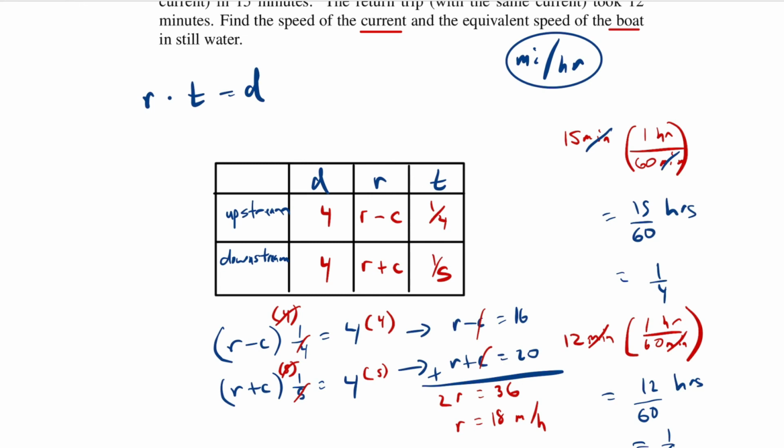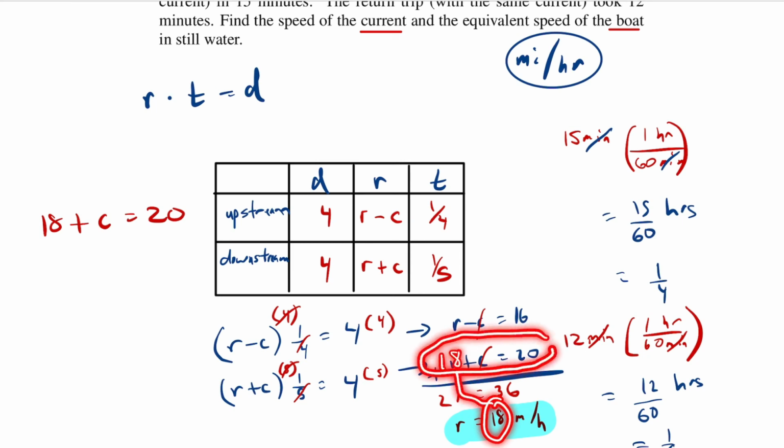So if you substitute 18 in for r, you're going to get 18 plus c is equal to 20. So what I did is I plugged in the 18 for the r, and I have 18 plus c equals 20. Subtract 18 from both sides, and that gives you 2 miles per hour for the current. So we got the current, and we have the boat. And that is the end of this section.